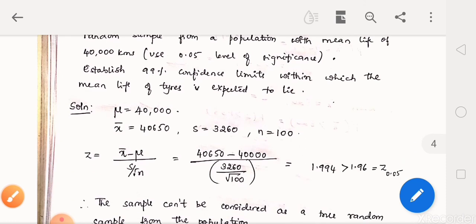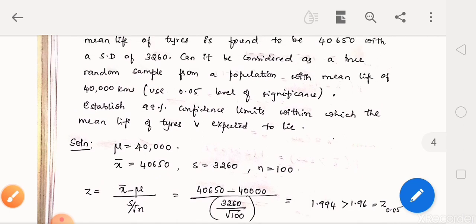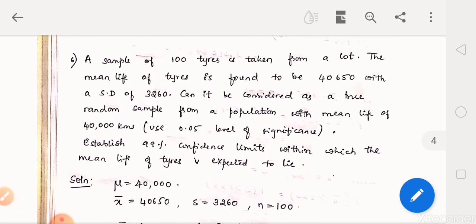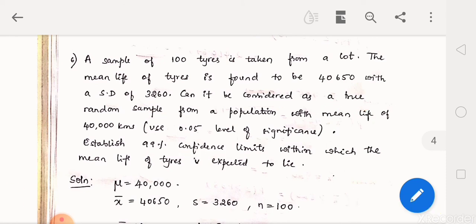Calculate z using the formula z equal to x bar minus mu divided by s by square root of n, and we get the value of z as 1.994, which is greater than 1.96, the critical value of z at the 0.05 level. So the hypothesis is rejected. The meaning is the sample cannot be considered as a true random sample from the given population with the given mean. Now we have to establish 99% confidence limits.